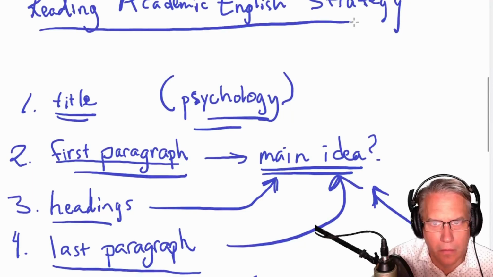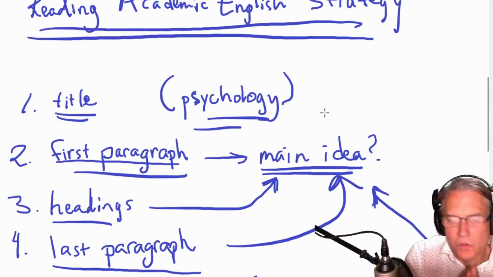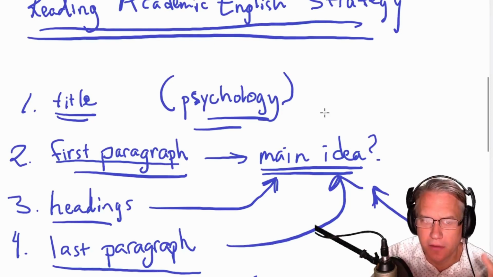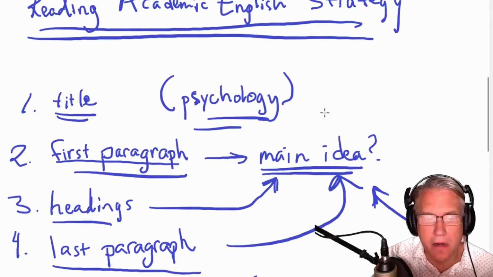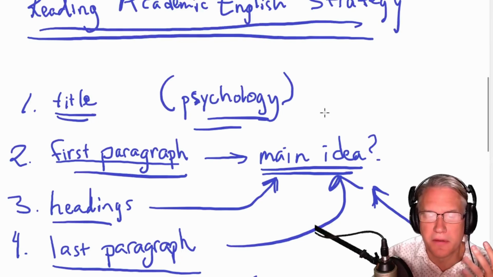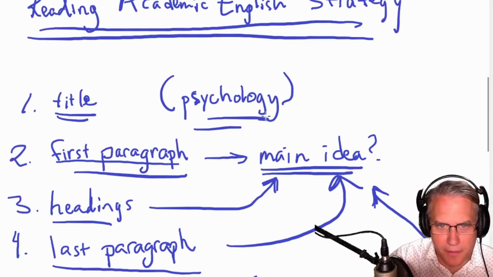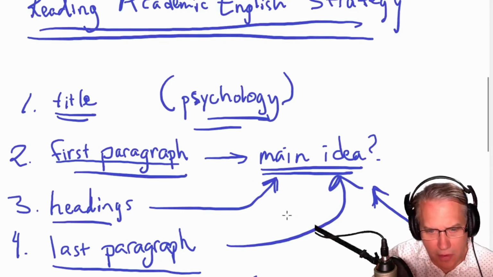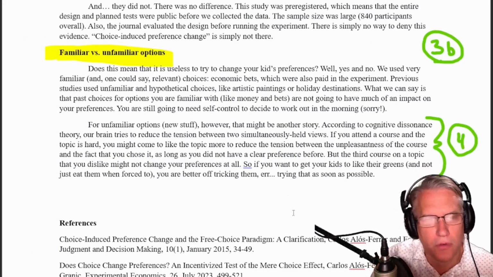Okay. Wonderful, that works like that. So to review: read and understand the title. Read and understand the first paragraph. Read and understand the headings. Read and understand the last paragraph. And then finally, skim the article, trying to understand what the main idea of the article is. So that's the game plan. That is the strategy. Great.